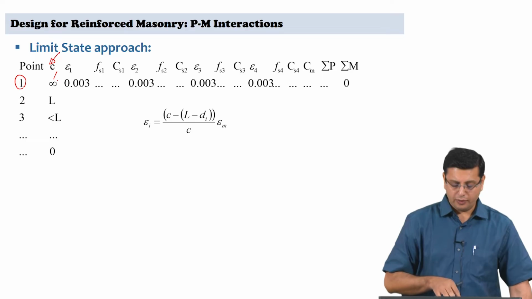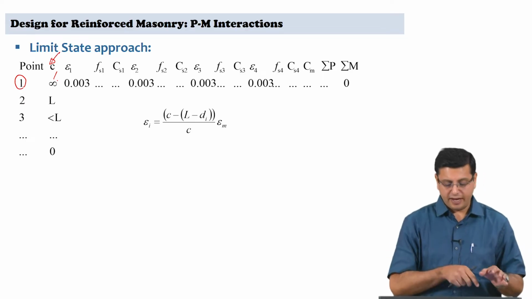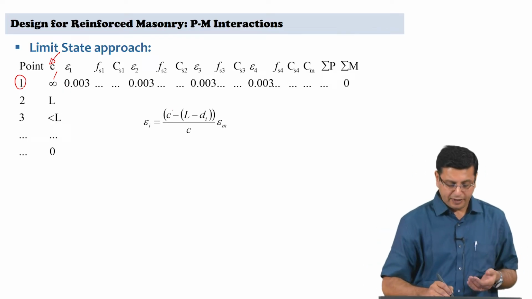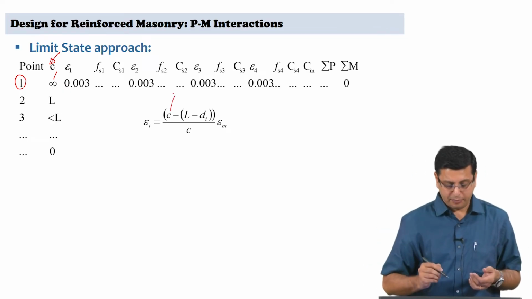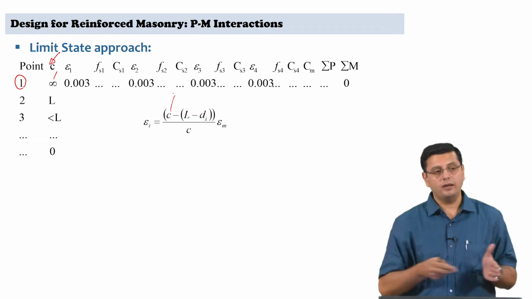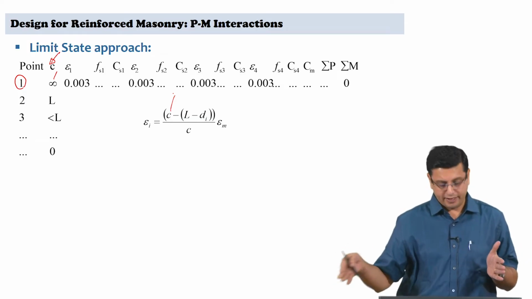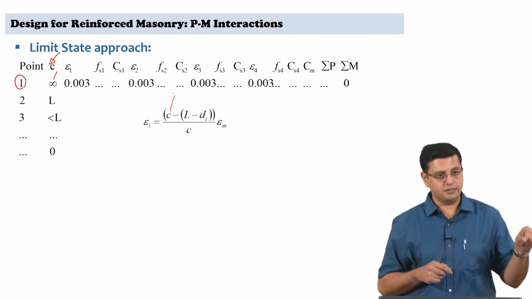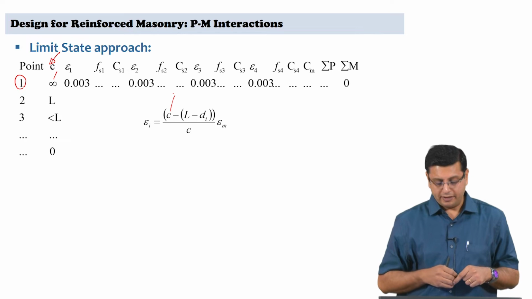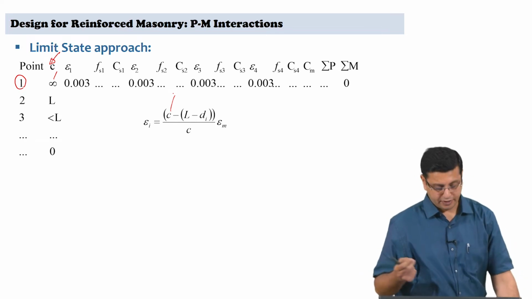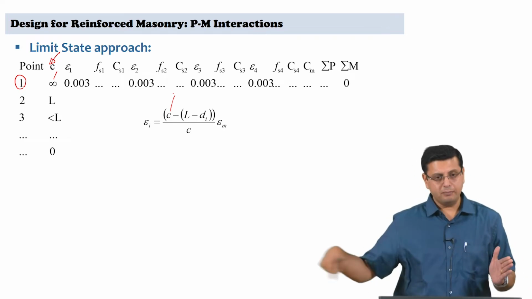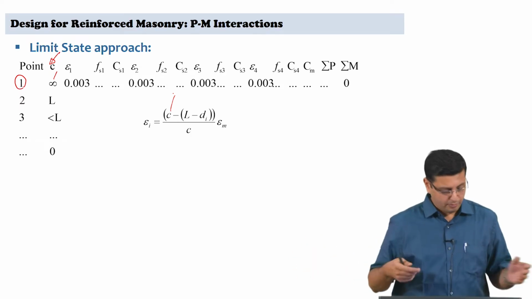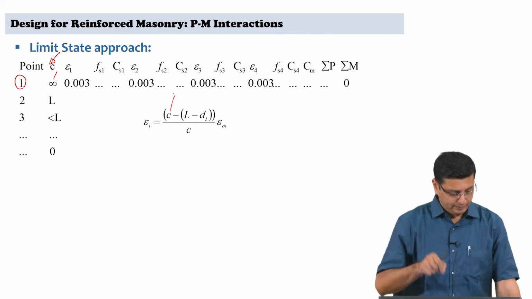So, how do you estimate the strain at each location? C is the compressed length, L is the total length of the wall, di is the distance from the edge fiber to the centroid of the cross section of the bar that you are considering, 1, 2, 3 or 4, and epsilon m is the value of crushing strain that you have assumed. So, merely by the distribution of strains, which remains triangular, you are able to make your estimate of what the strain is in each bar.